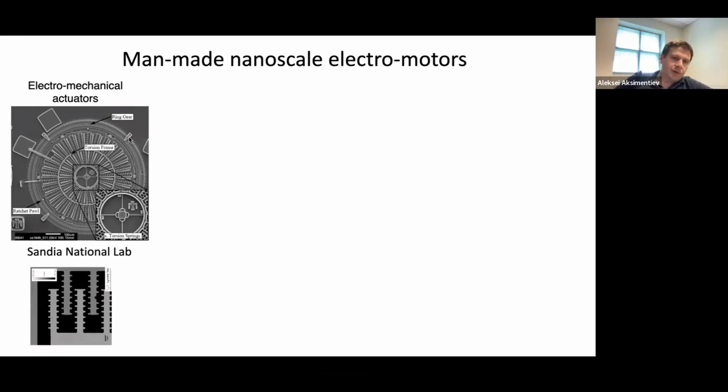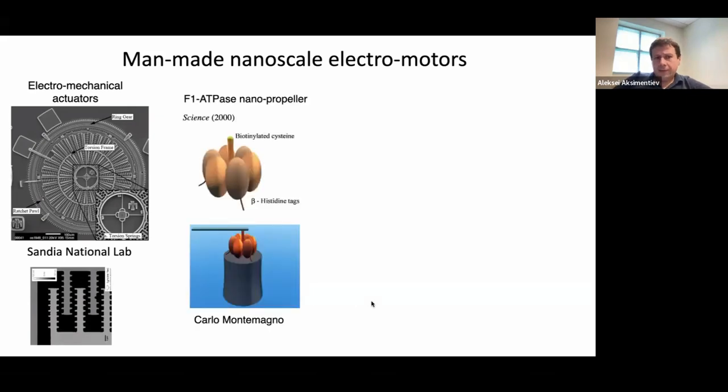For example, this torsional actuator from Sandia Lab. One piece of it is a so-called comb drive. Comb drives are two fabricated parts that come together based on electrostatic interactions. So there is actually no magnetic field at that scale. And of course, it works well in air, but probably doesn't work in water.